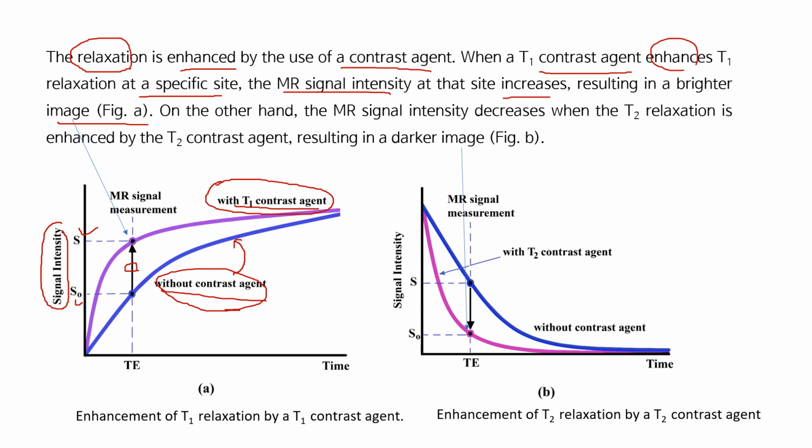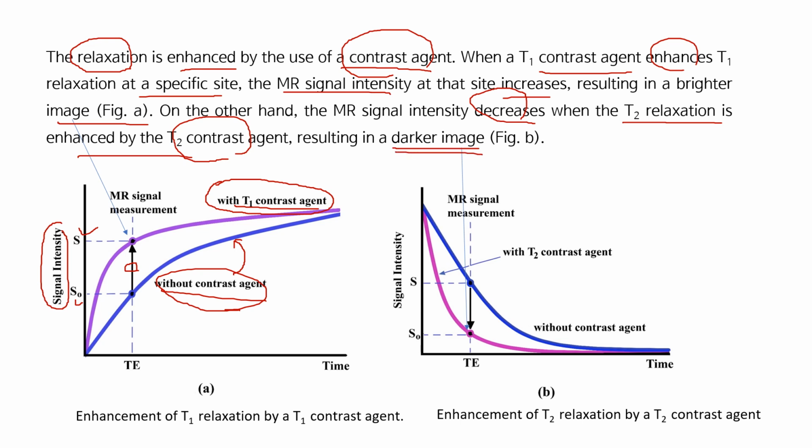So if the organs absorb the contrast agent, T1 contrast agent, then the image at this site looks brighter than that without contrast agent. On the other hand, MR signal intensity decreases when the T2 relaxation is enhanced by the T2 contrast agent, resulting in a darker image.